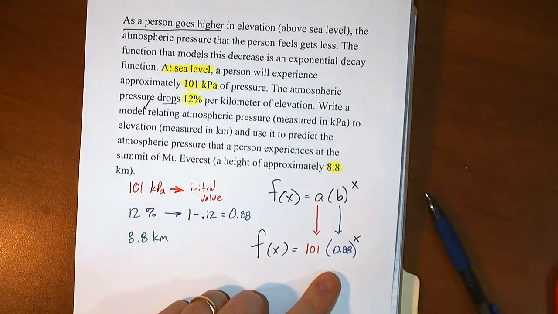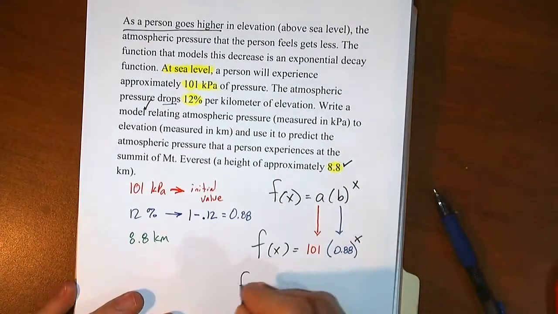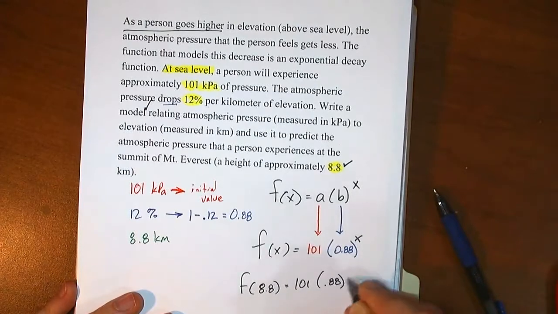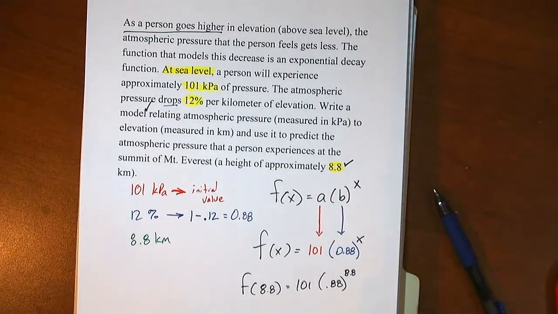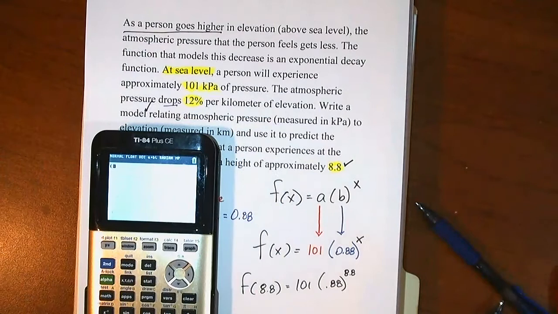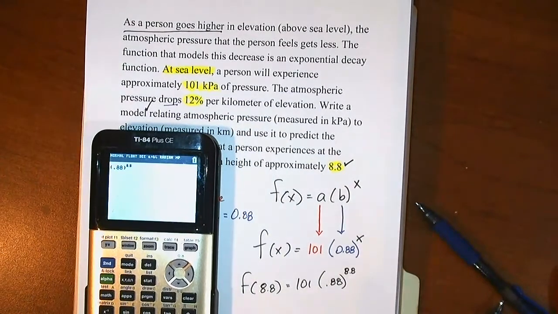And I'm going to plug in my altitude at the top of Mount Everest to figure out how much pressure my mountain climber will feel when he or she gets to the summit. So for this, I would just type that right into my calculator, order of operations and all that business. So 0.88 raised to the 8.8, that's a little tricky, lots of 8s going on there. That's the answer I get.